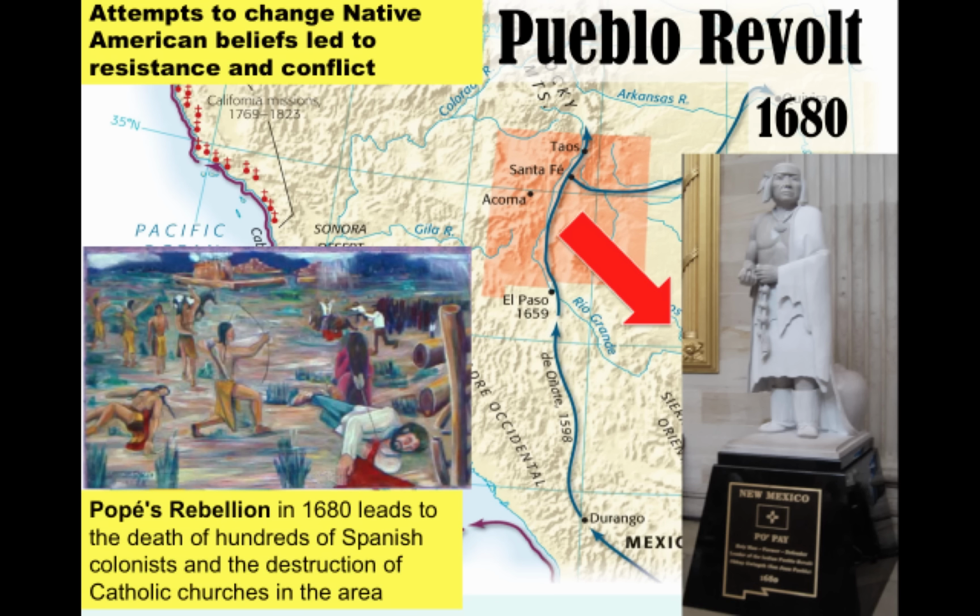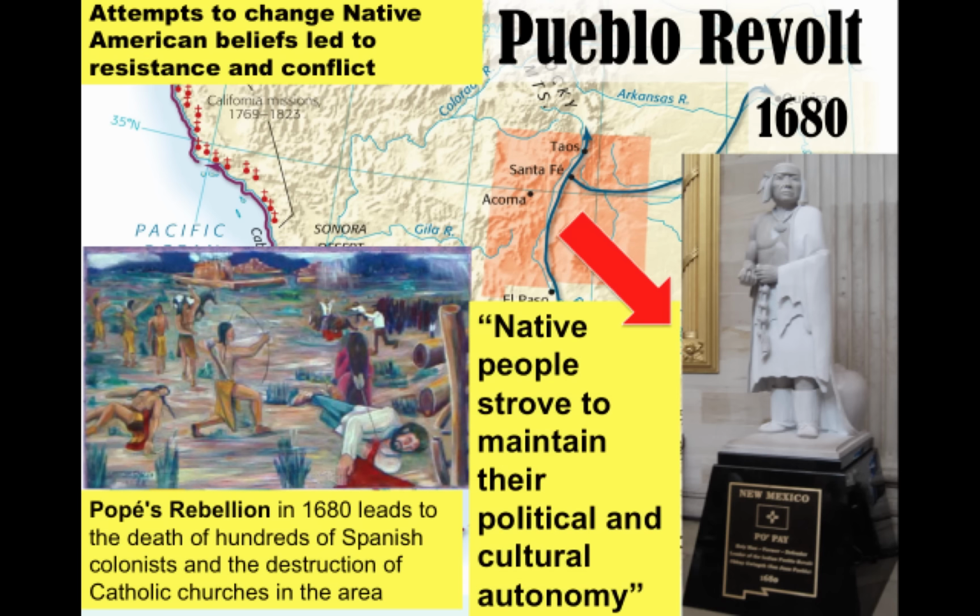This colonization was very often brought on by a belief in white superiority in order to justify their subjugation of Native Americans, but under Pope's revolt, or the Pueblo Revolt, this forces the Spanish out temporarily. This revolt really shows that Native people strove to maintain their political and cultural autonomy. When the Spanish eventually return to the region, they are forced to accommodate some aspects of Native culture. They don't come back to the region until 1692. They are forced to allow Native Americans to continue some of their cultural practices.